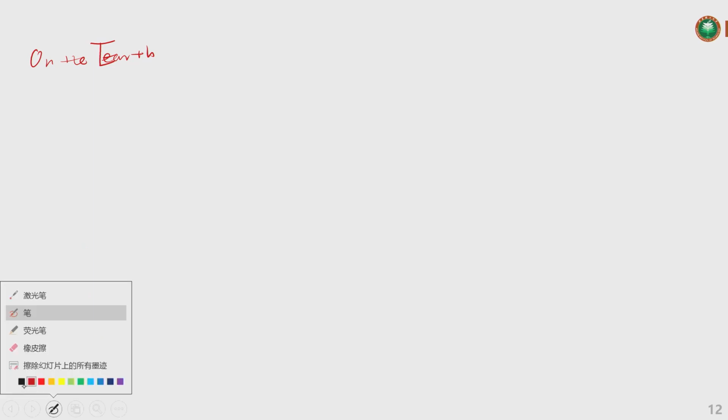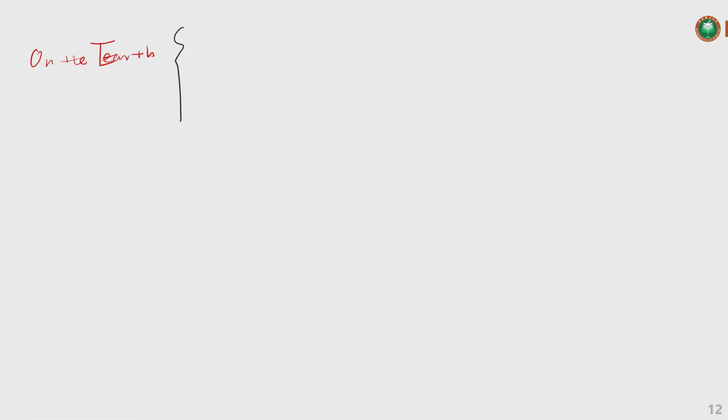So on our Earth, the materials can be classified into several kinds. The first kind is the homogeneous substrate or substance.